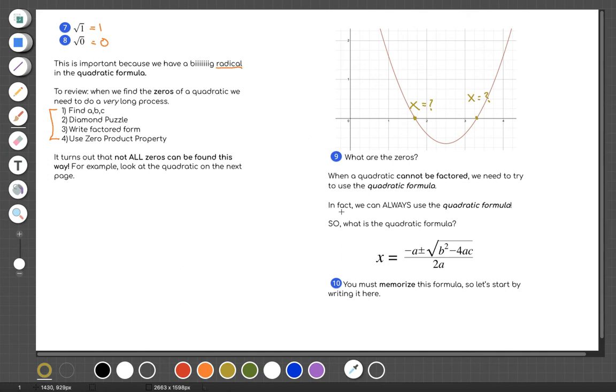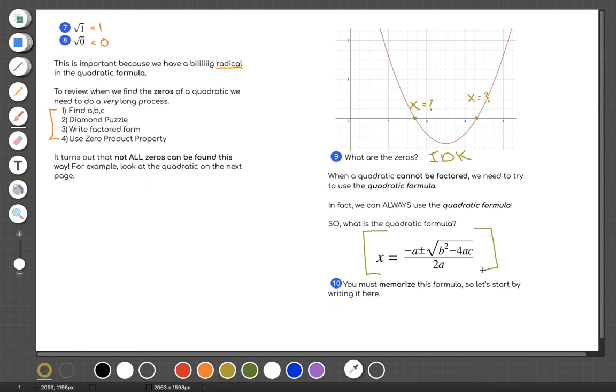Well, that is where you use the quadratic formula. So the answer to this, what are the zeros? I don't know. We don't always know. So that's what this formula is for. Okay, and this is a really fancy looking thing.